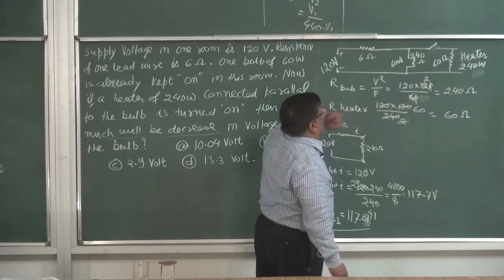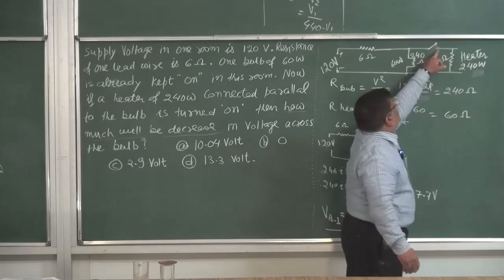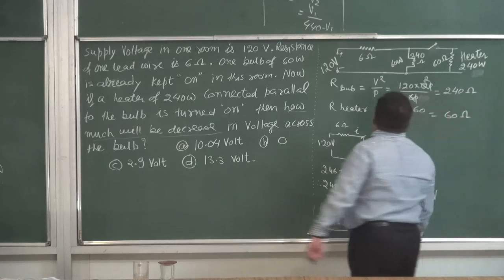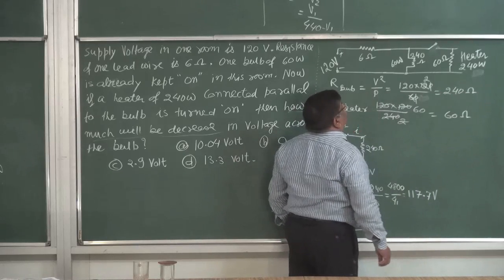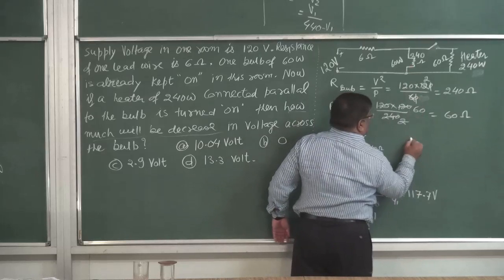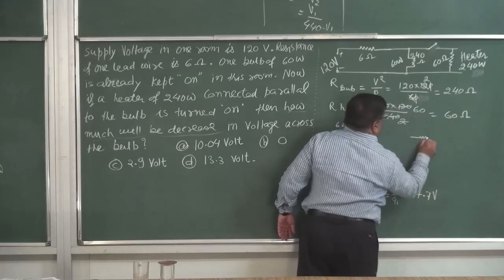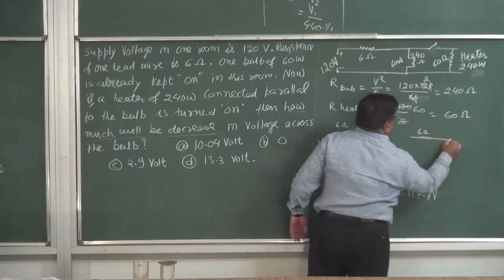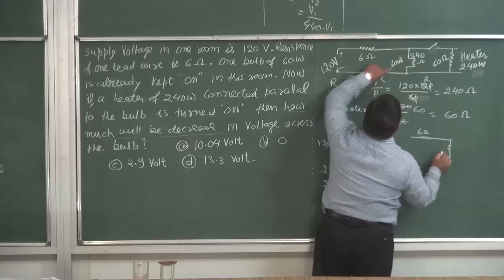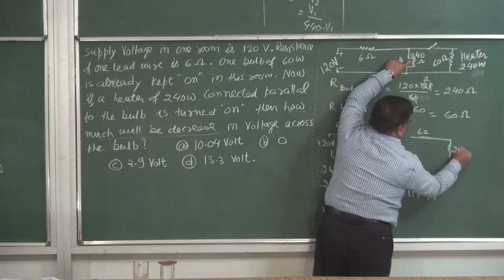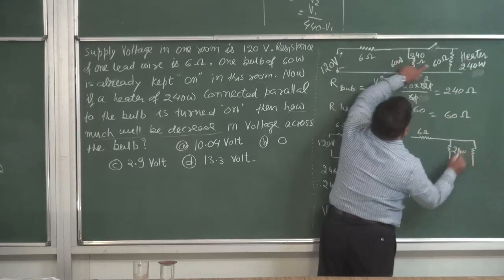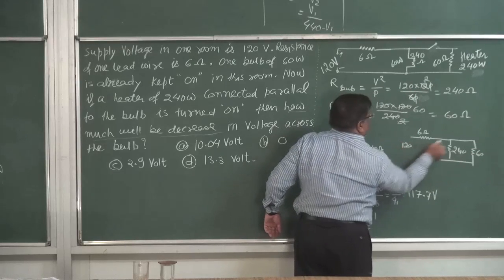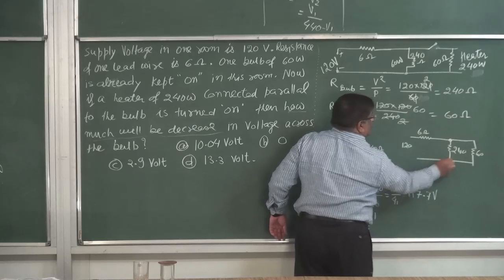Now we come to the second case. When will the second case happen? When we switch on the heater. When we switch on the heater, then what will happen? Then the circuit will be like this. See, 6, 240, 60 and 120. So we have to find out what the voltage is here.